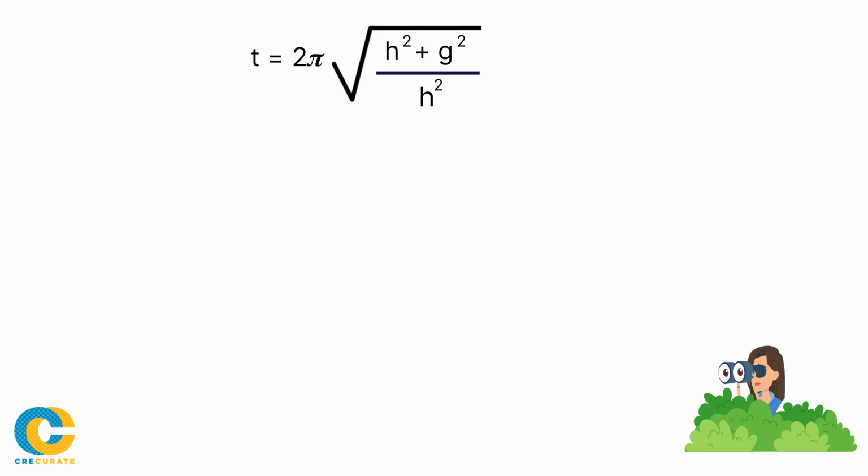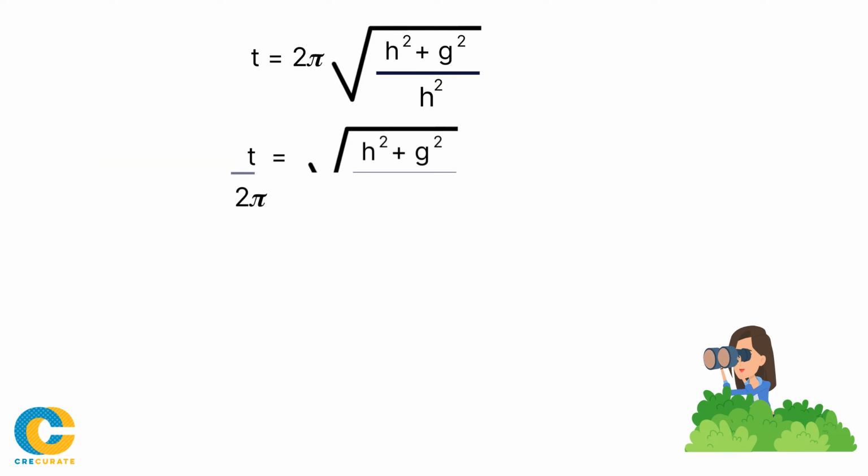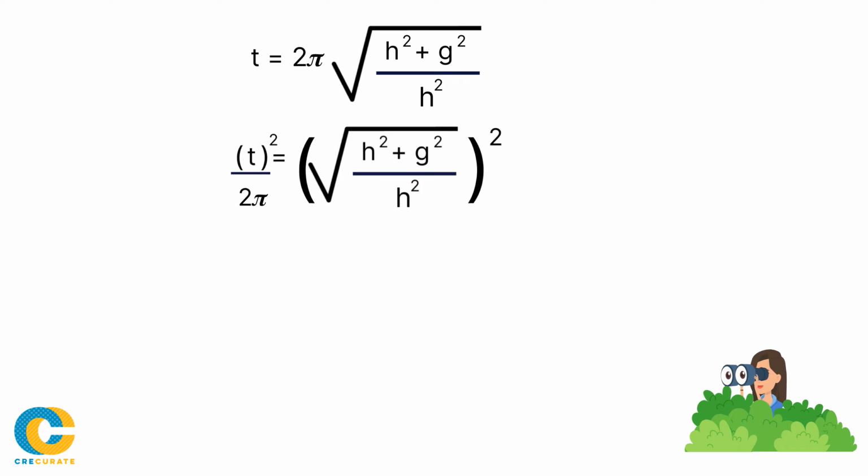In this question, we want to make h the subject, but we see that there is 2 pi multiplied to our expression involving h. This means that in order to make h the subject, we have to remove the 2 pi by dividing both sides by 2 pi. We then notice that there is a square root attached to our expression involving h, so we need to remove that as well in order to isolate h. Recall that the opposite operation of square root is square, so we square both sides of the equation.